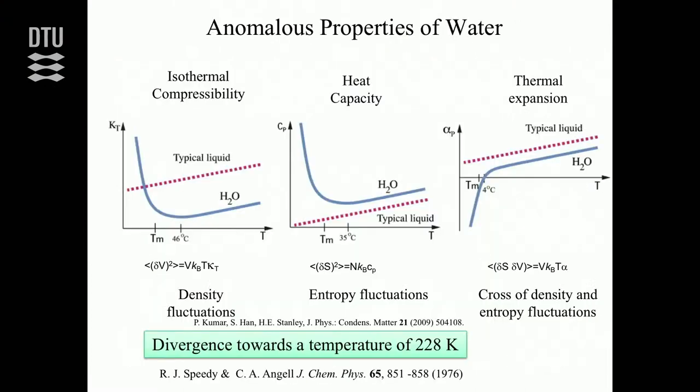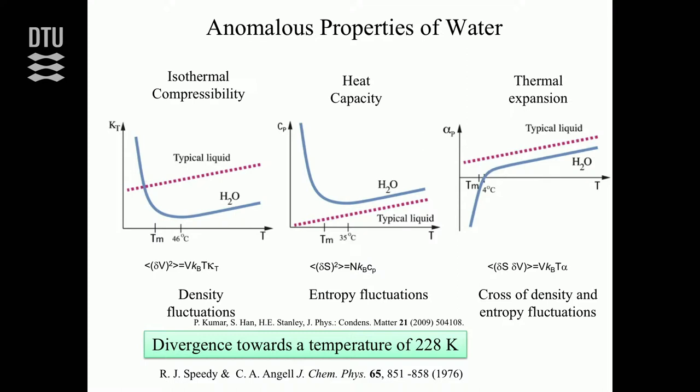If you go a little bit more into the physics of this, there are three properties that we often call thermodynamic response functions in statistical mechanics, the statistical physics. They are isothermal compressibility, which means how easy it is to compress a liquid, heat capacity, and the thermal expansion, which is a derivative of the density. And these are related to density fluctuations, entropy fluctuations, and a cross product between entropy and density.